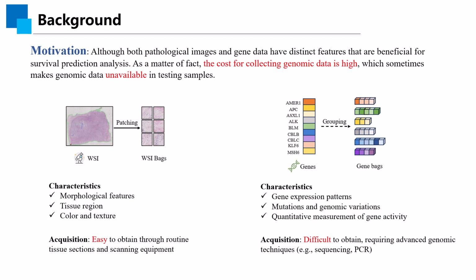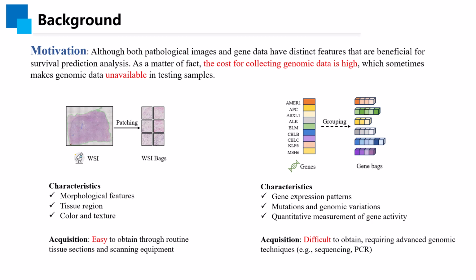Although both pathological images and gene data have distinct features that are beneficial for survival prediction analysis, most existing multimodal models implicitly assume that both pathology and genomic data are available during inference. However, in real-world clinical settings, that's often not the case. Pathological images provide rich morphological features such as color, tissue structure, and cell texture. They are relatively easy to acquire. These tissue samples are already prepared during standard diagnostic procedures and can be digitized using scanning equipment.